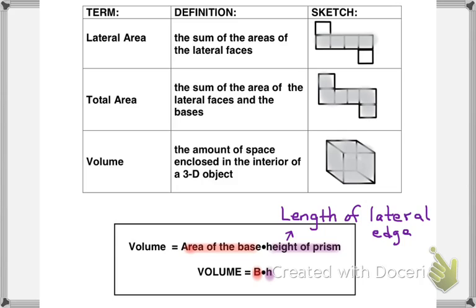And in the formula, we usually use a capital B to represent the area of a base, and a small letter h to represent the height of the prism, the distance between the two bases, or the length of a lateral edge.